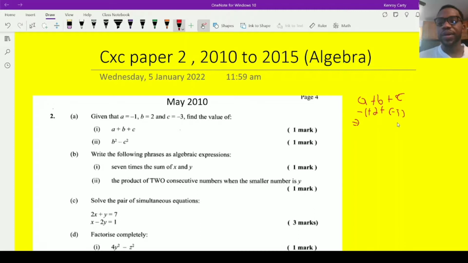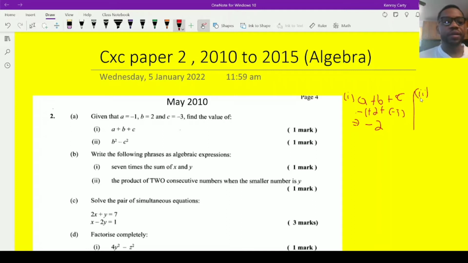Now we can do all of this one time. We can put this even in our calculator. Alright, but -1 plus 2 is 1, and 1 plus -3 would give me -2, and that's the end of my answer. And this is part 1.